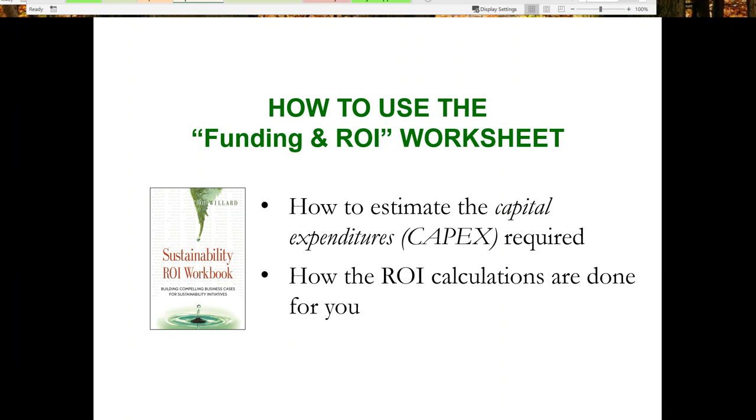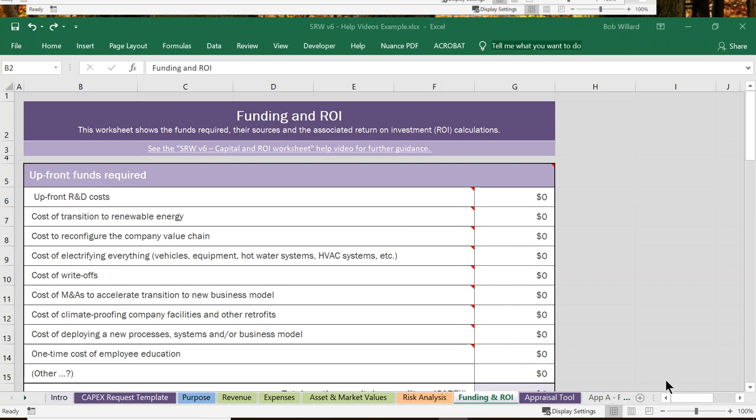The funding and ROI worksheet is a critical part of the business case. It's where the return on investment calculations are done. So let's take a look at how the worksheet does that. There are 3 sections to this worksheet.